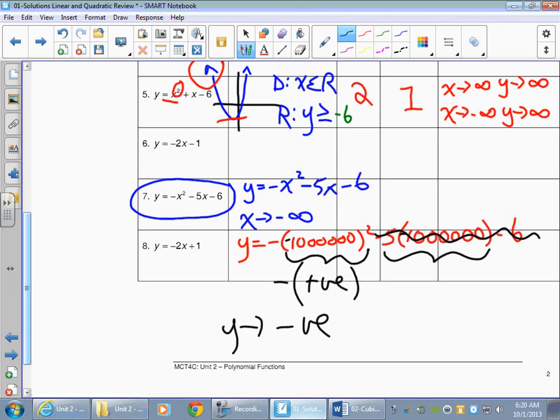Same argument then, if I'm thinking about x going towards positive numbers. Now this is positive 1,000,000, this is positive 1,000,000, but again, all of this stuff is still completely irrelevant. Positive 1,000,000 squared is a really, really big positive number. Oh yeah, but there's a negative sign out in front.